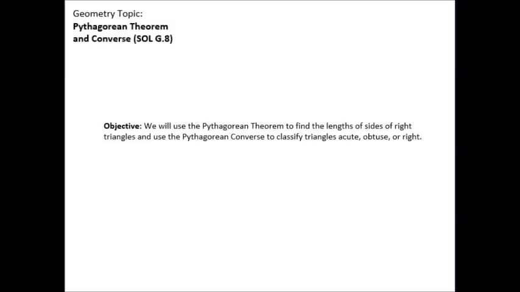Hello everybody and welcome to our first lesson in Unit 6 on right triangles. Today's lesson is about the Pythagorean theorem and its converse, and our objective for today is we will use the Pythagorean theorem to find the length of sides of right triangles and use the Pythagorean converse to classify triangles into acute, obtuse, and right triangles.